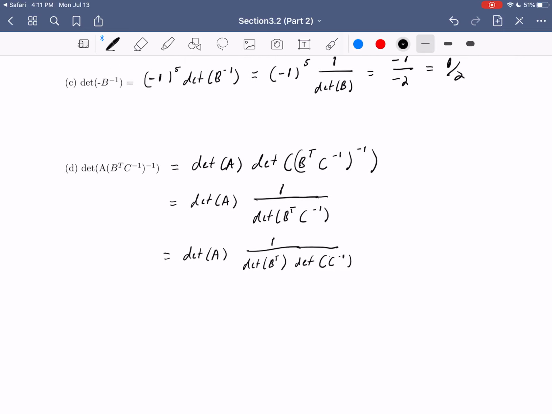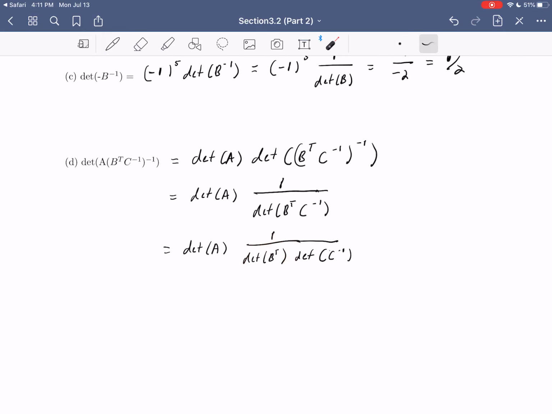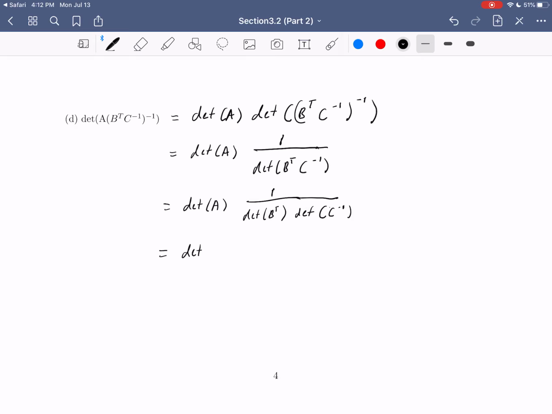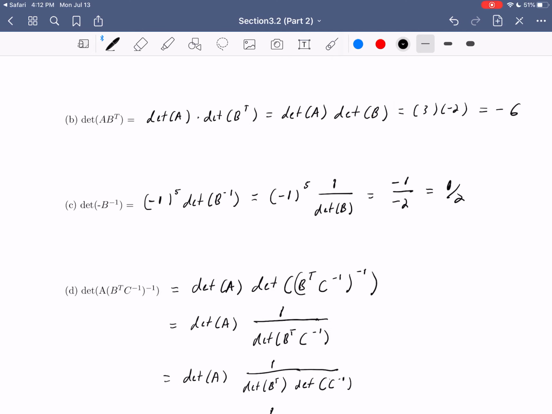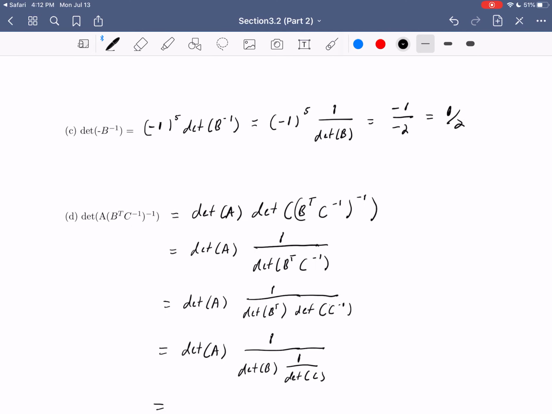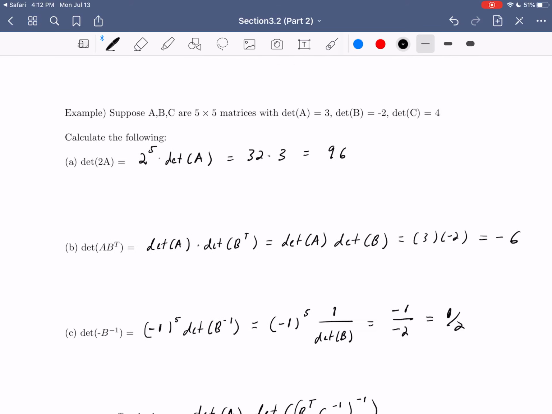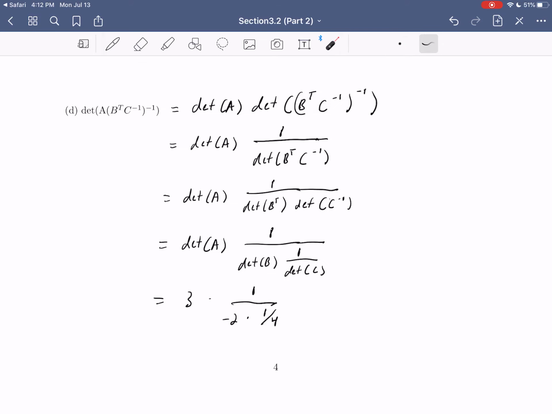And then, of course, we know that the determinant of B transpose is the determinant of B, and the determinant of C inverse is 1 over the determinant of C. So we get the determinant of A, 1 over the determinant of B, 1 over the determinant of C. Now we could just plug everything in. Determinant of A was 3, B was -2, and C was 4. So this would be 3 times 1 over -2 times 1/4, I believe. Yep, I plugged all that stuff in correctly. So this is going to be -1/2. 1 over -1/2 is going to be -2, and we should get -6 there.